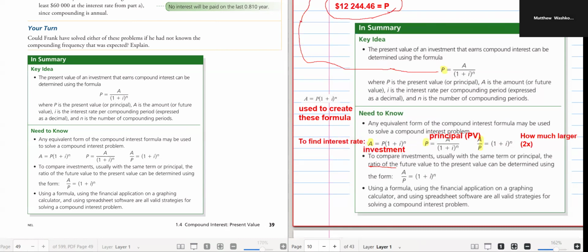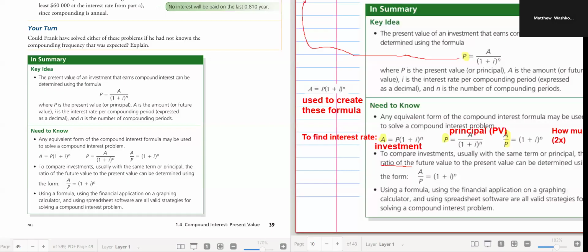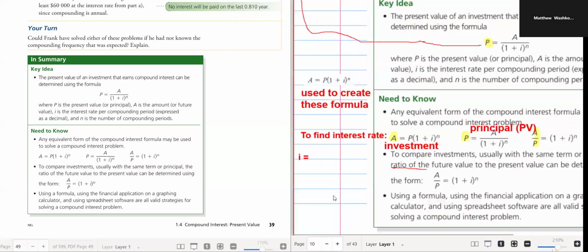Can I insert an equation here? Hopefully it'll let me. I think I need more stuff downloaded. All right. So first thing I need to do here is, so I is equal to, this is going to look a little bit weird.